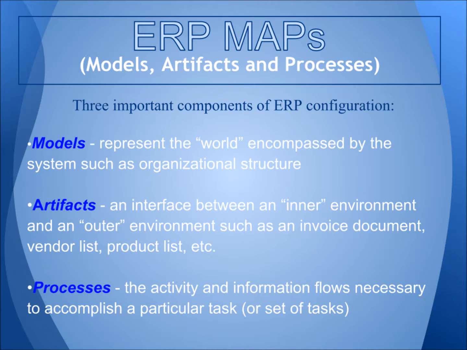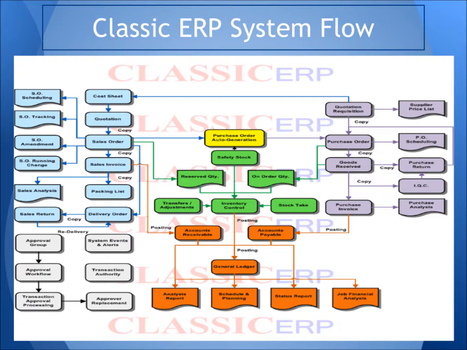Important components of ERP configuration are models that represent the world encompassed by the system, such as organizational structure; artifacts, that is, an interface between an inner environment and an outer environment, such as an invoice document; vendor lists, product lists, etc.; and processes, which refer to the activity and information flows necessary to accomplish a particular task or set of tasks. Here we have a diagram of a classic ERP system flow.